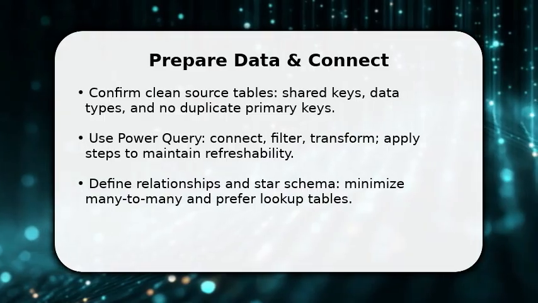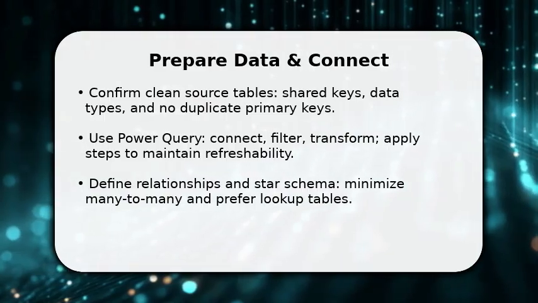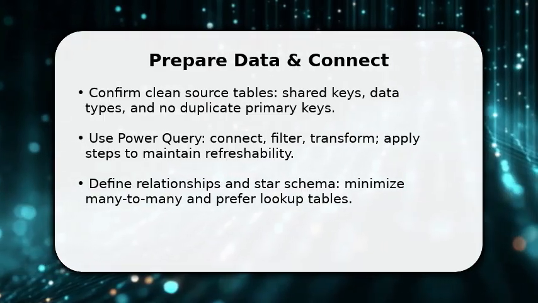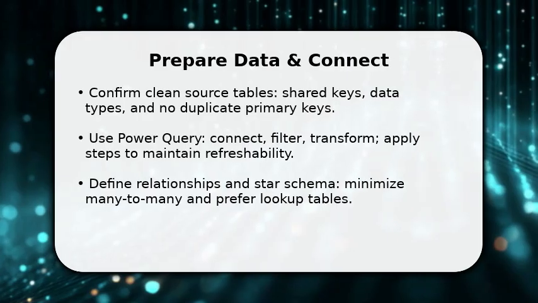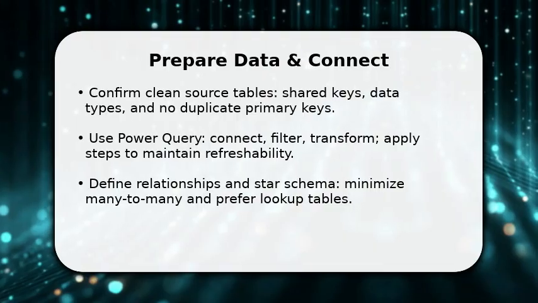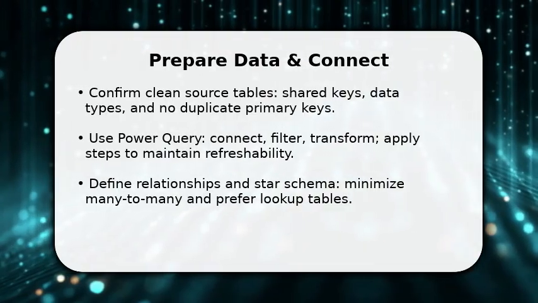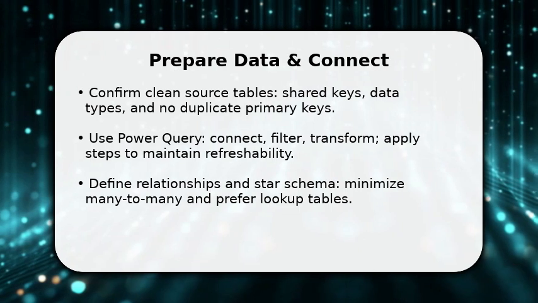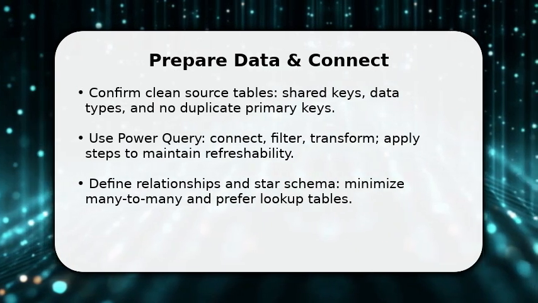Once done, create lookup tables and link them to fact tables in a star schema. This reduces ambiguity and speeds visuals. Make sure to set meaningful column names and load only what you need to avoid refresh bloat. Now you have a clean, performant model to build live interactions on top of.